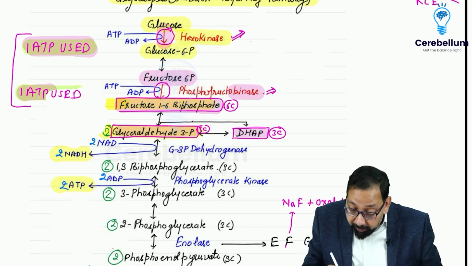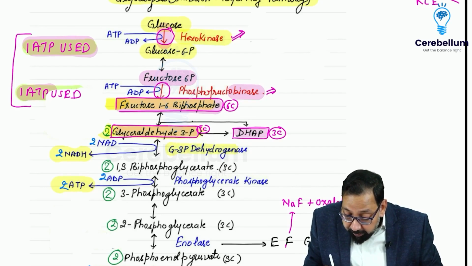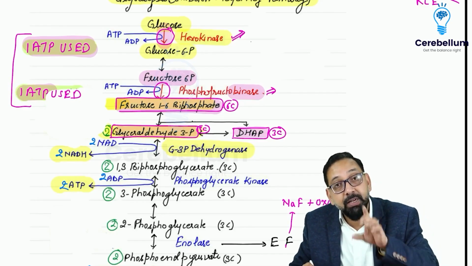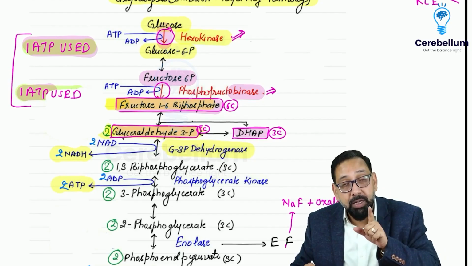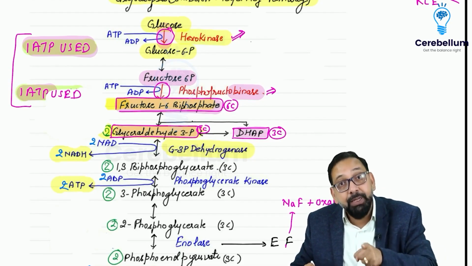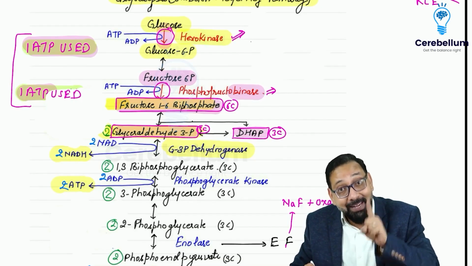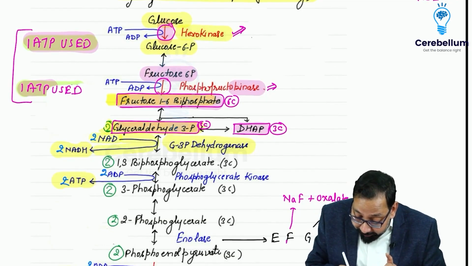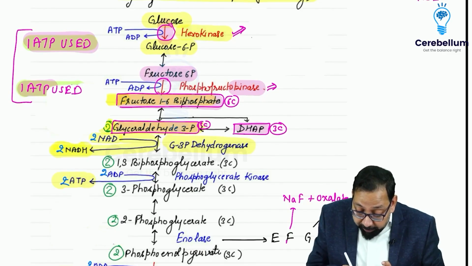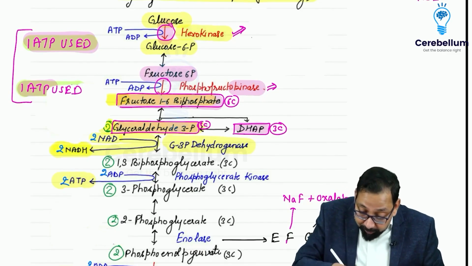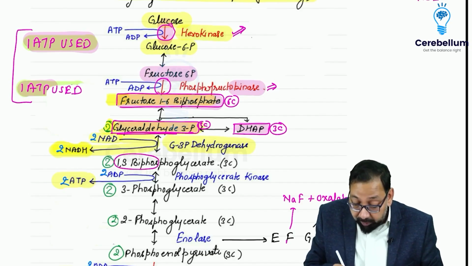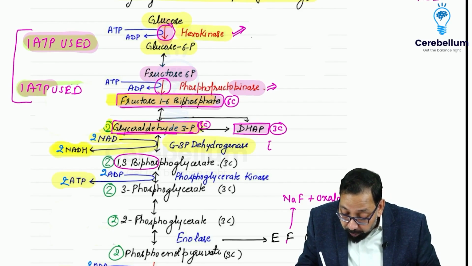Next enzyme is glyceraldehyde 3-phosphate dehydrogenase. In complete biochemistry, wherever you find dehydrogenase, hydrogen is removed. Hydrogen is taken up either by NAD, FAD or NADP, most commonly NAD. So here hydrogen is taken up by NAD to form NADH. Two molecules are there, that's why two NADH are produced. In this reaction, glyceraldehyde 3-phosphate is converted to 1,3-biphosphoglycerate. The second phosphate comes from inorganic phosphate.